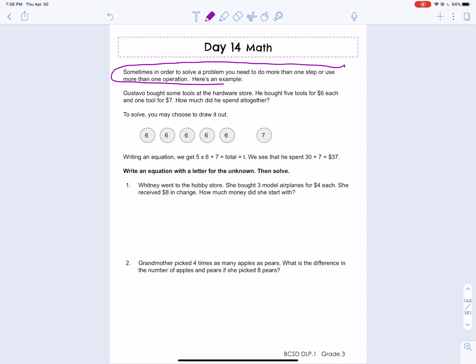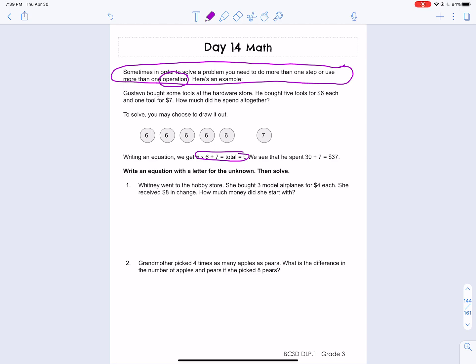This is pretty important. Sometimes in order to solve a problem, you need to do more than one step or use more than one operation. Here's an example. Okay, so it sounds like we're going to be doing something like this. We see 5 times 6, so that would be multiplication, and then plus 7, that's addition. So that's what they're talking about. When you have more than one type of math in an equation, this part that says more than one step or use more than one operation, that's what they're talking about there.